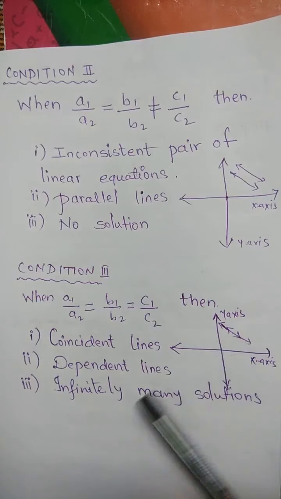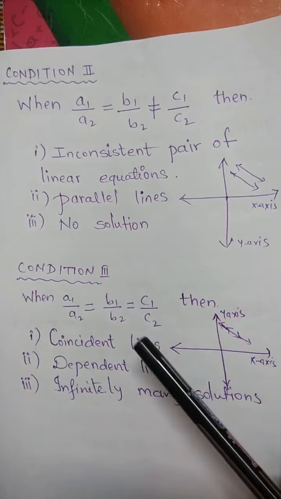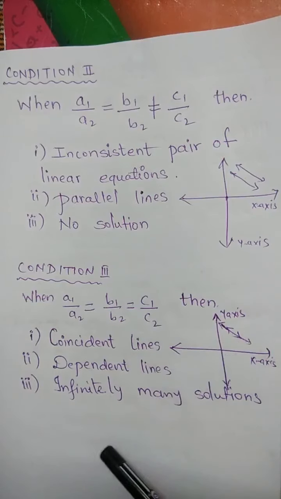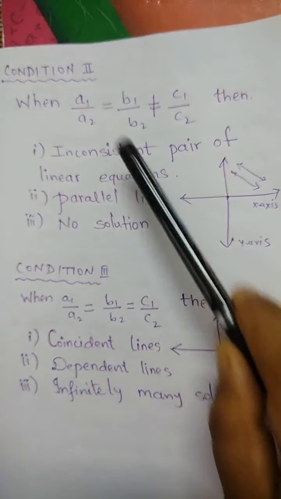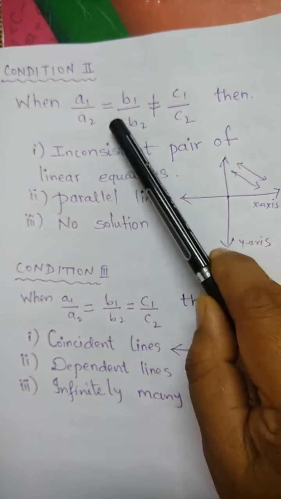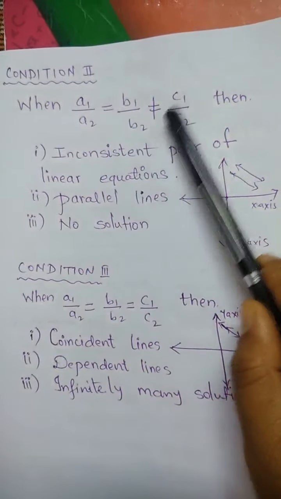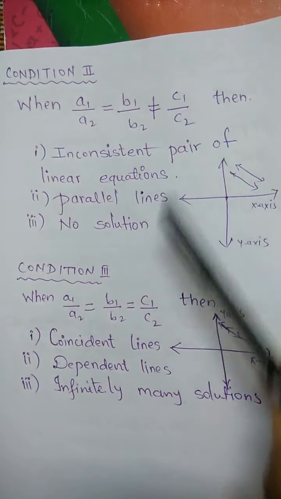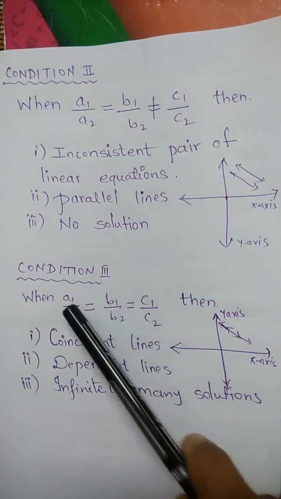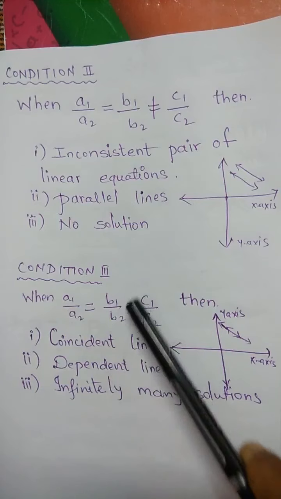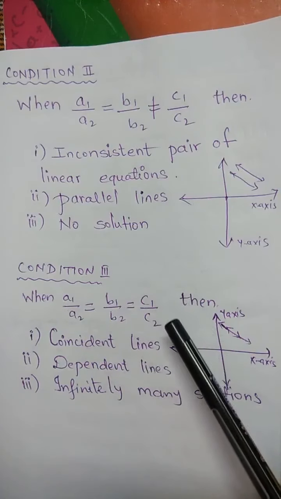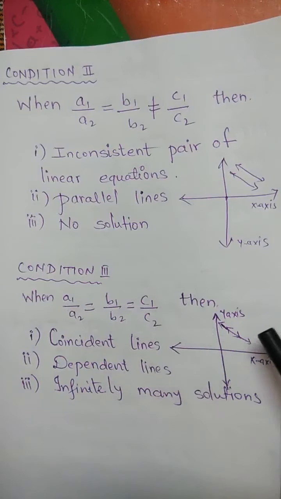Okay, so the three conditions we have seen: for intersecting lines, a1 upon a2 is not equal to b1 upon b2. Then for parallel lines, a1 upon a2 is equal to b1 upon b2 but not equal to c1 upon c2. And the third condition is a1 upon a2 is equal to b1 upon b2 is equal to c1 upon c2. This condition is for coincident lines.